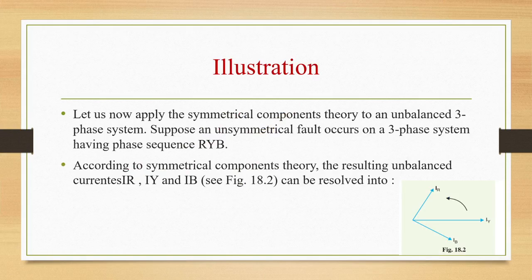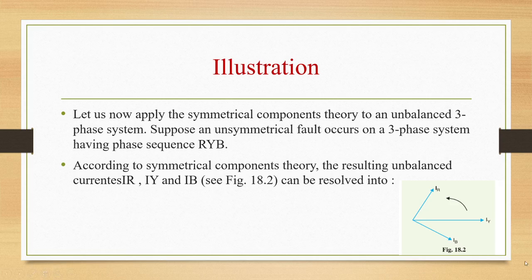Let us now see the illustration. So let us apply the symmetrical components theory to an unbalanced three-phase system. Suppose an unsymmetrical fault occurs on a three-phase system having phase sequence RYB. According to symmetrical components theory, the resulting unbalanced currents, that is IR, IY and IB, can be resolved into a balanced system of three-phase currents having positive and negative phase sequence, and a system having zero phase displacement.